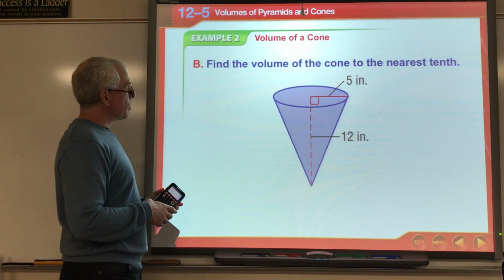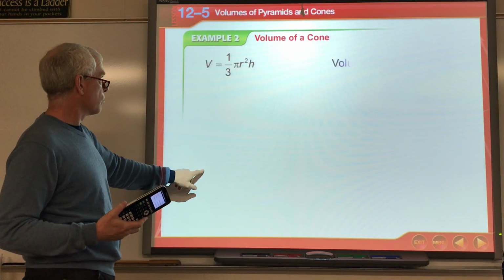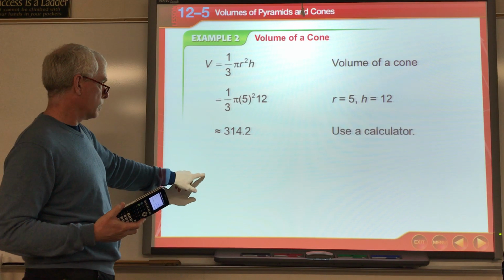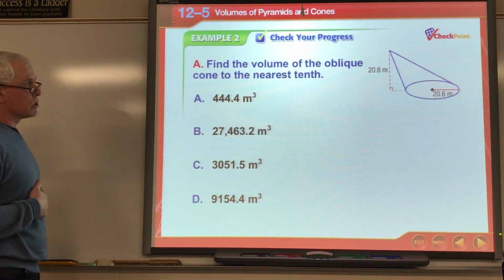So same thing here, guys. The radius is 5, the height is 12. We're able to just put it right in. Get what we get. Okay? Why don't you guys give it a shot here?